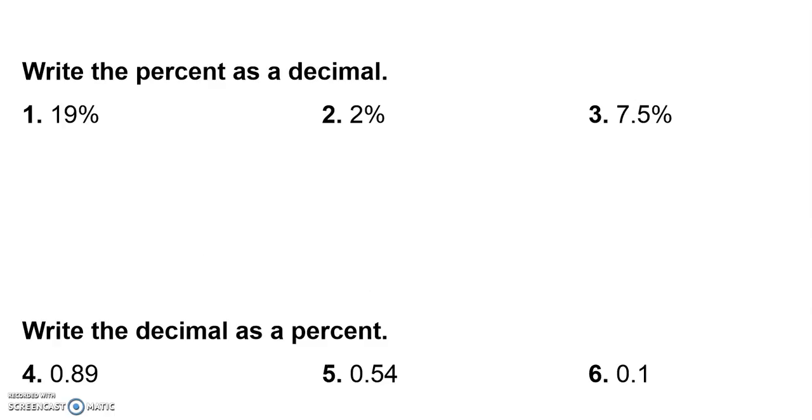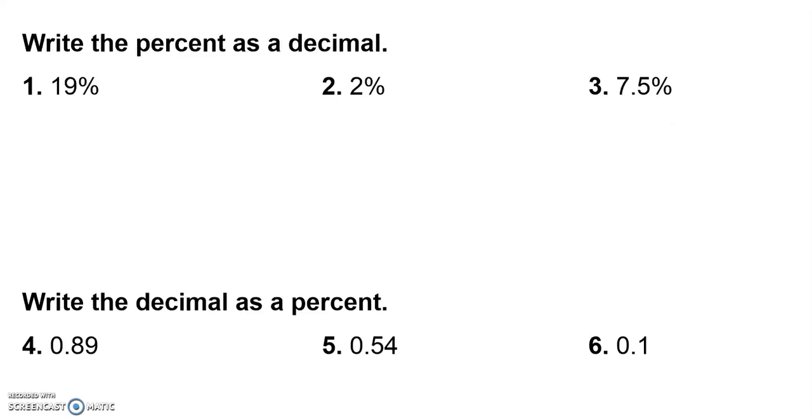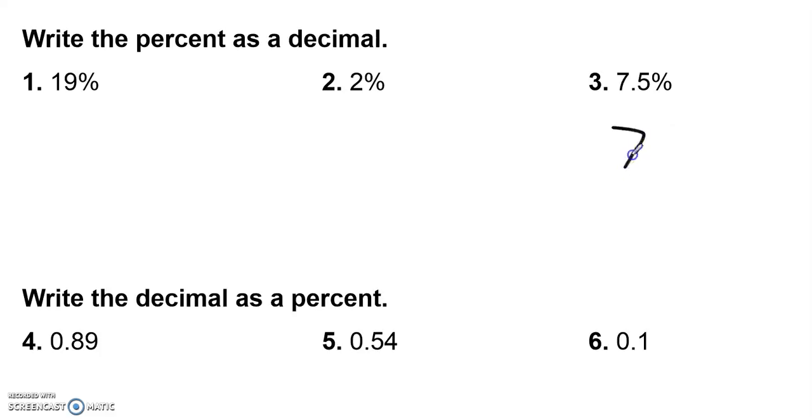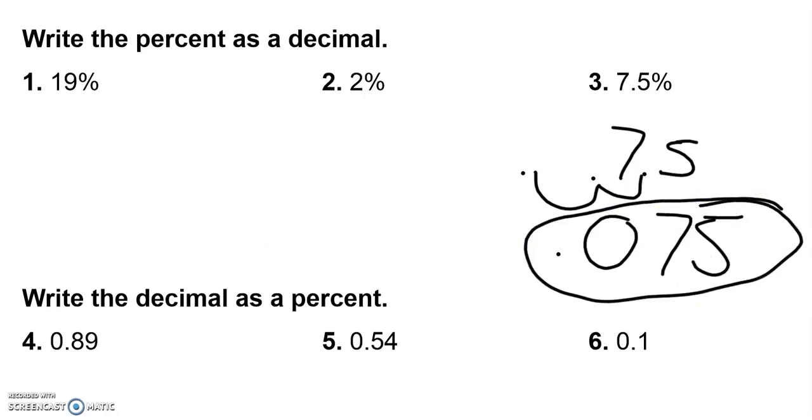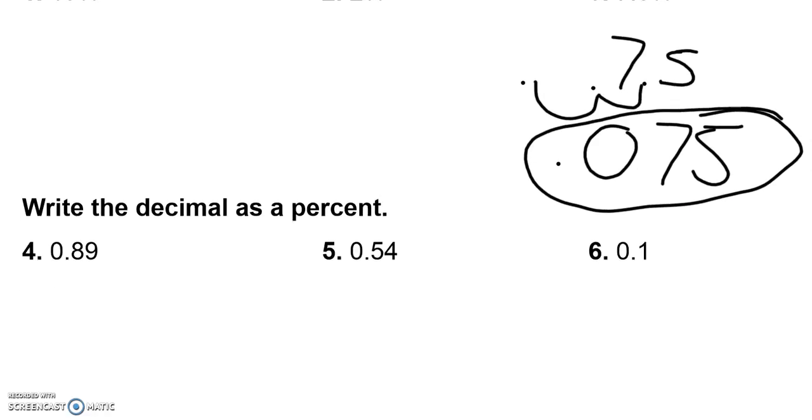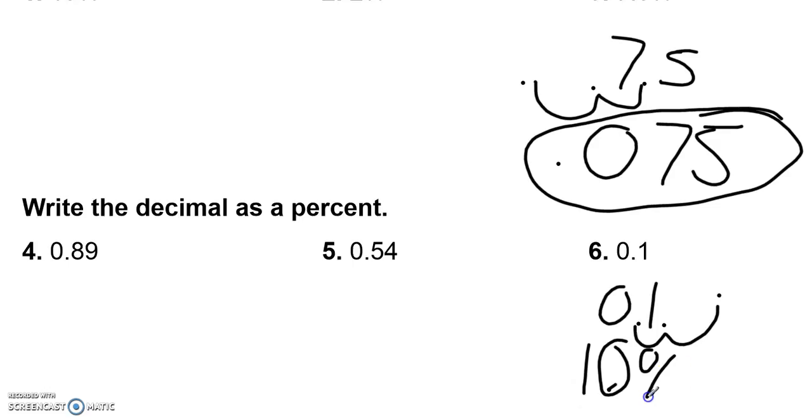So write the percent as a decimal, and then for the other one. I'm going to do one of each, and I encourage you guys to do the other ones. I'm going to do this one, 7.5. Take off the percent, move the decimal 1, 2. So 1 is right there, 2 is right here. I have to draw in a 0, and this is my decimal, sorry. And then for this, I have 0.1. I have to move it to the right twice, so it's going to be 1, 0, and then add the percent. So we have 10%.